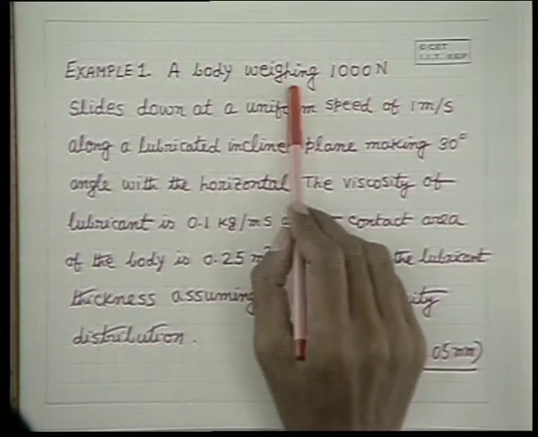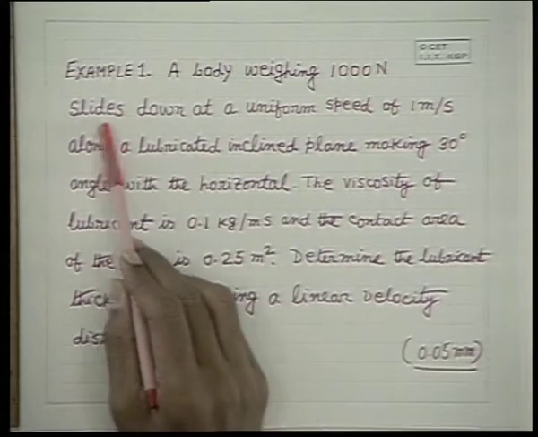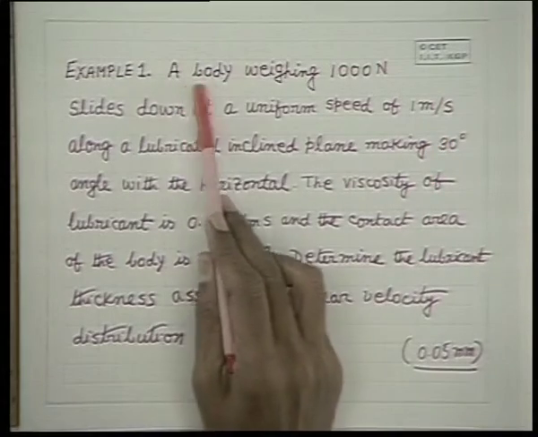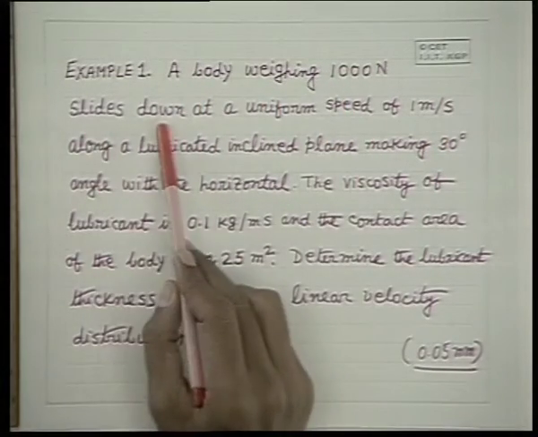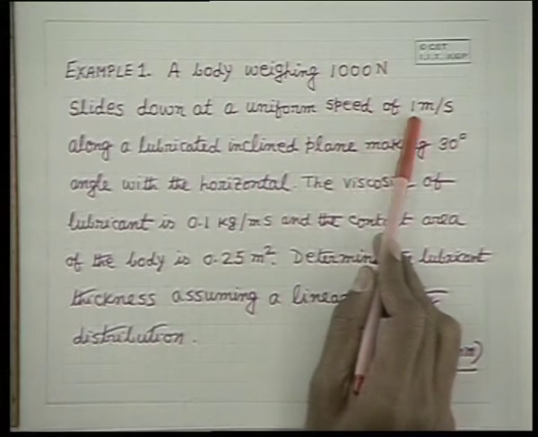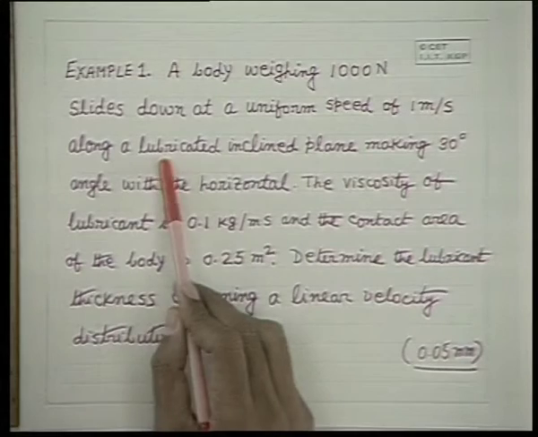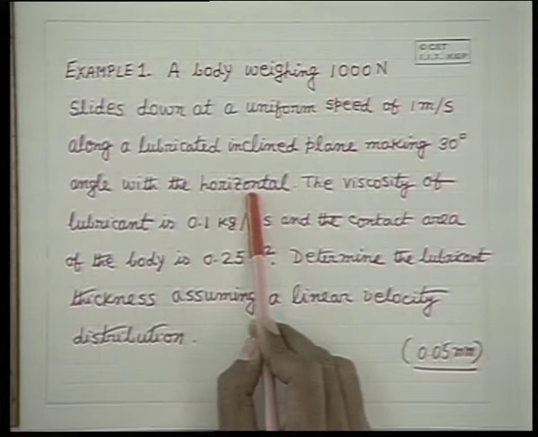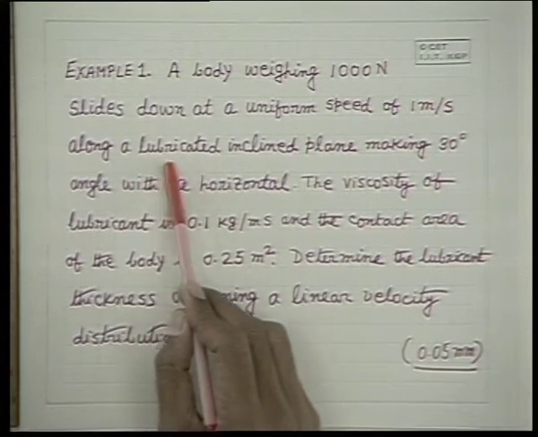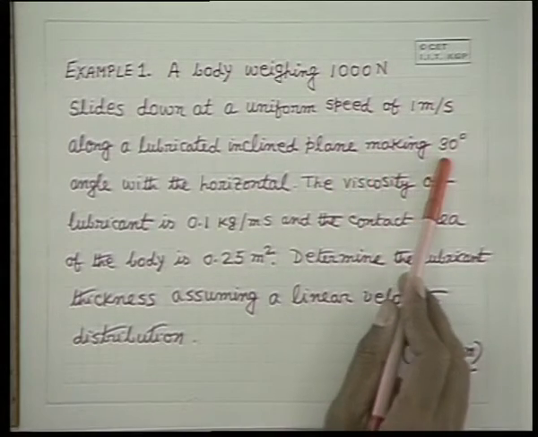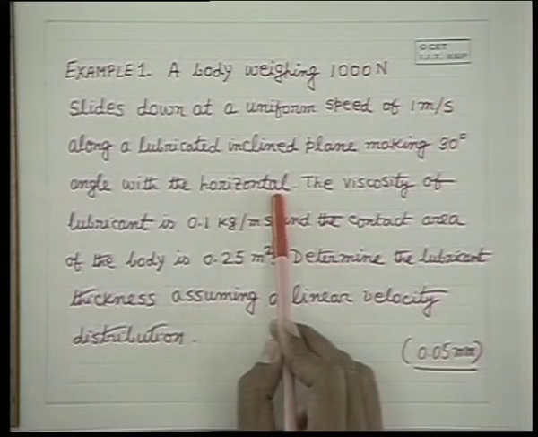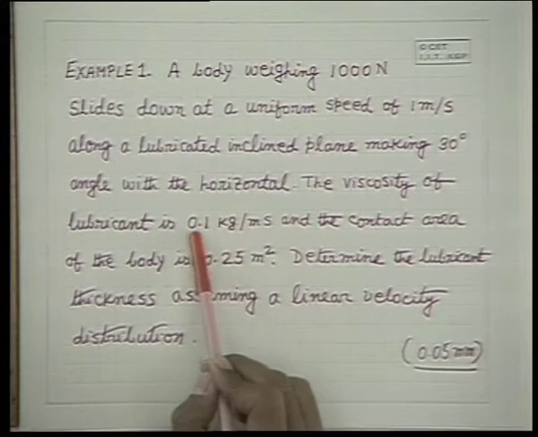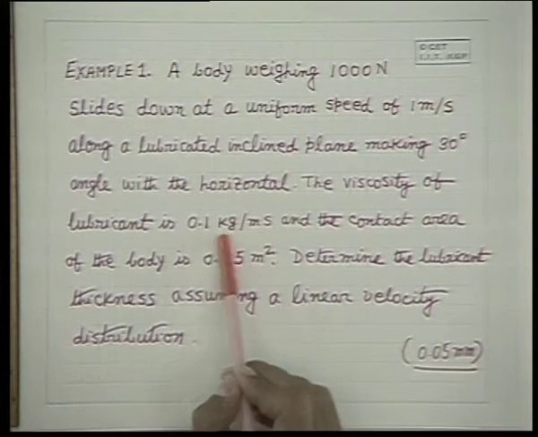A body weighing 1000 Newton slides down at a uniform speed of 1 meter per second along a lubricated inclined plane, making a 30-degree angle with the horizontal. The viscosity of the lubricant is 0.1 kg per meter second. This is the unit of the viscosity mu.